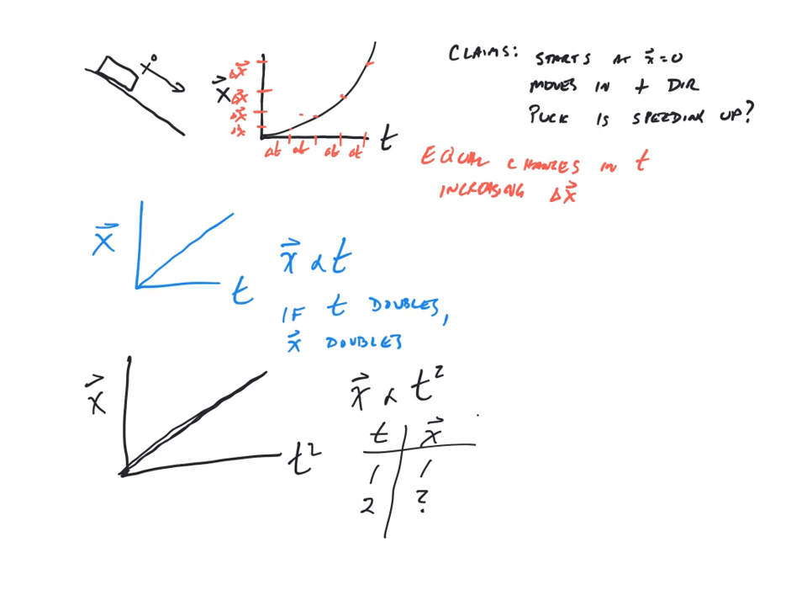Hopefully, you guys are thinking that, oh, we need to make an extra column here for t squared, and this goes, t squared is 1, 2 squared is 4. So that means that my t squared is changing by a factor of 4. Hey, when I say factor, I mean I'm multiplying it by 4, right? So that means that my position must also change by a factor of 4, which means that my position must be 4. So if my clock reading doubles, my position is actually going to quadruple.